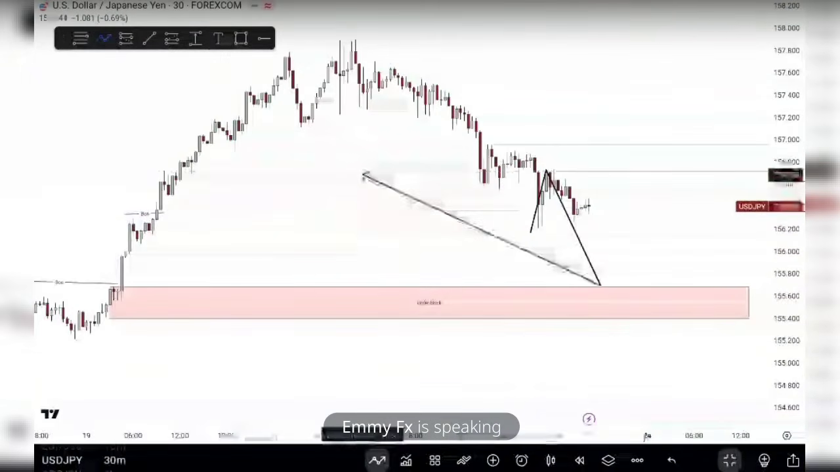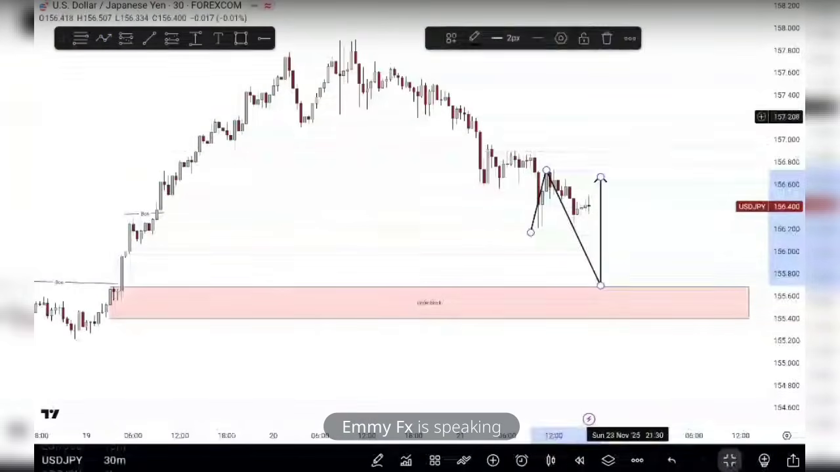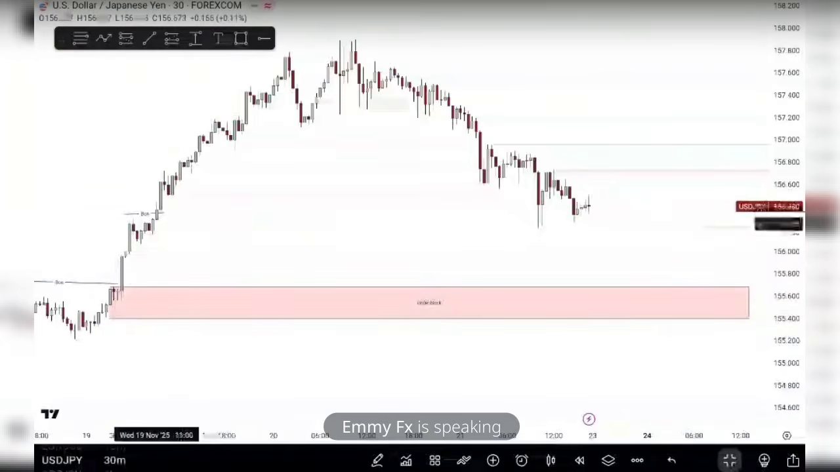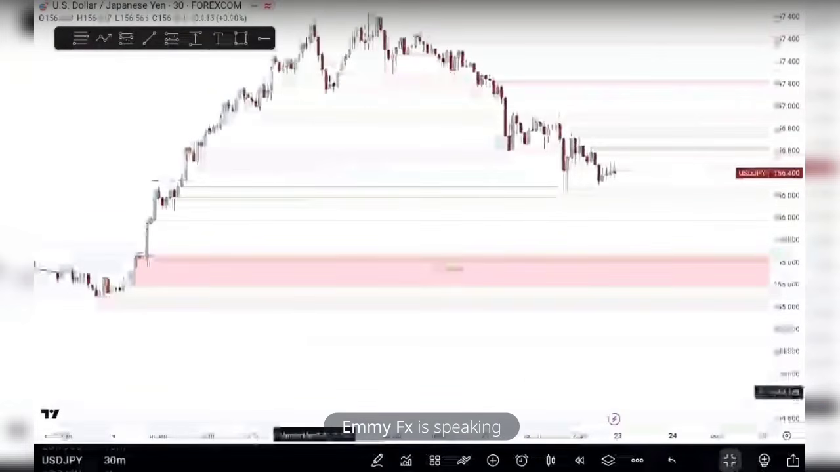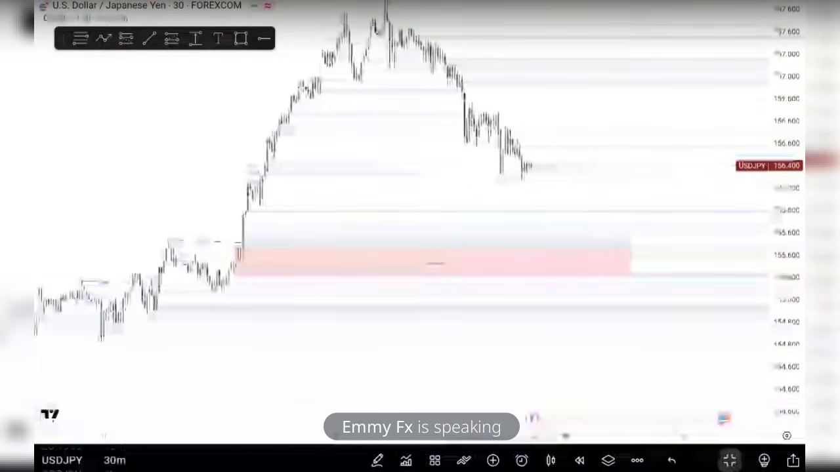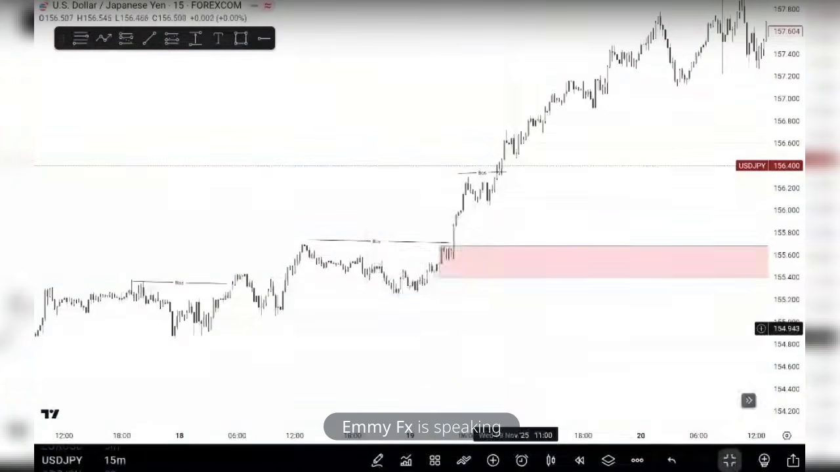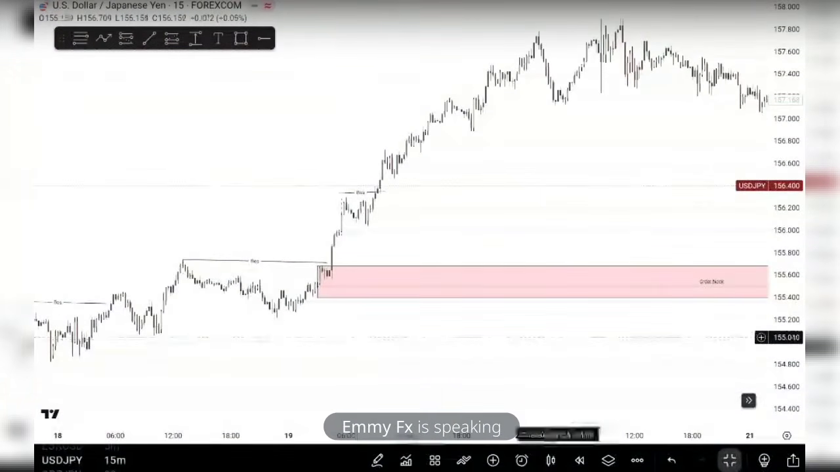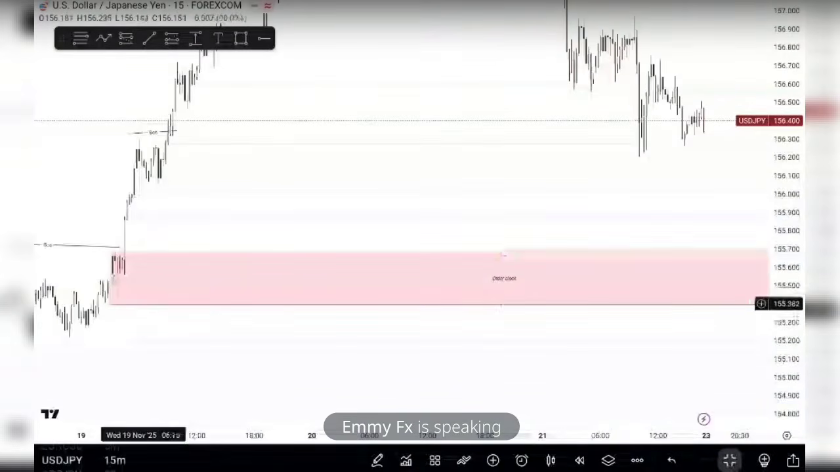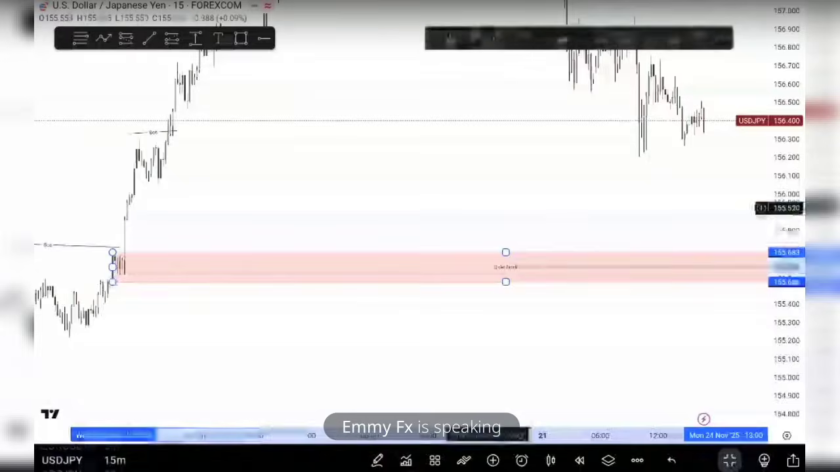Alright, price reacted off from that zone, from this order block. Now I want us to go down to the 15-minute time frame. In our 15-minute time frame, I want us to also define the zones.